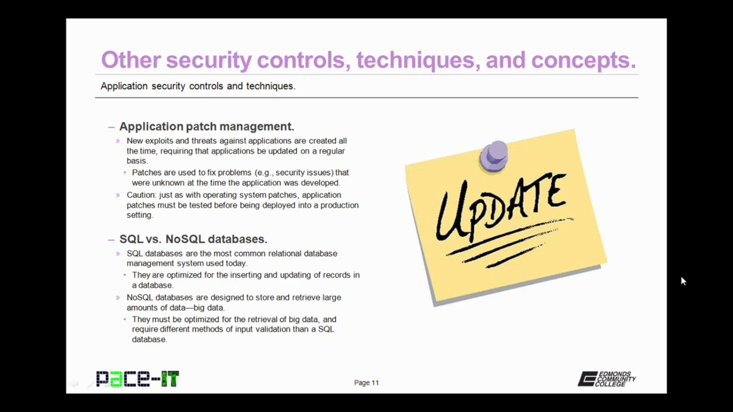It's important to understand the difference between an SQL and a NoSQL database. SQL databases are the most common relational database management system used today. SQL databases are optimized for the inserting and updating of records in a database. NoSQL databases are designed to store and retrieve large amounts of data. Think big data. They must be optimized for the retrieval of big data and require different methods of input validation than an SQL database.